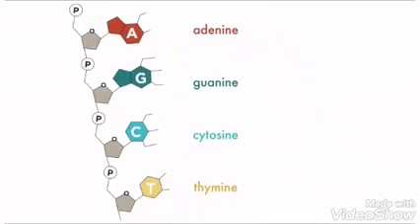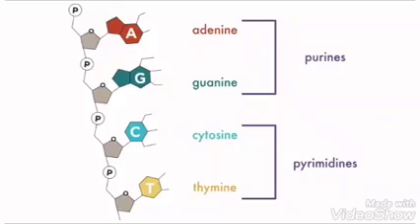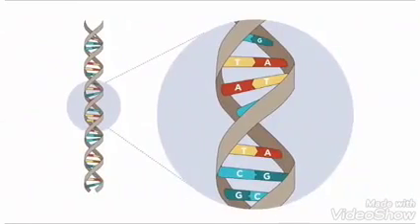Adenine and guanine are purines, which means that they have a double ring shape. And cytosine and thymine are pyrimidines, which means that they have a single ring shape. Purine and pyrimidine always complement each other. These complementary bases cause the DNA to look like a spiral helix. This DNA consists of two strands, so it looks like a double helix structure.